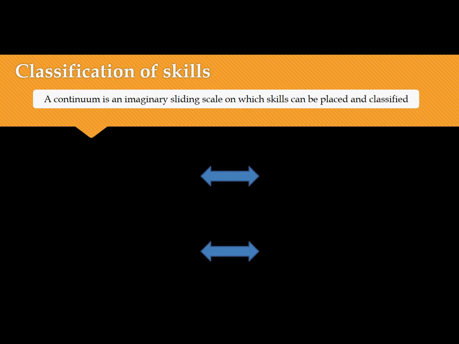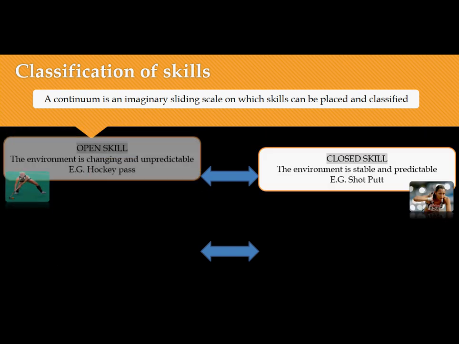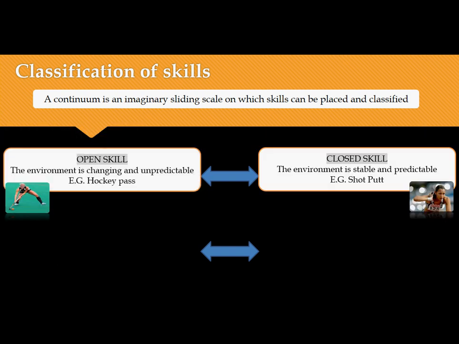And we can classify these skills on what is known as a continuum, which is an imaginary sliding scale where we can place the skills. The first continuum we're going to look at is the open to closed continuum. An open skill, such as a hockey pass, is where the environment is changing. So what is around you that is changing is unpredictable. And it's unpredictable because we've got teammates that we don't know what they're going to do, and we've also got opposition and we're not sure where they're going to be. Whereas a closed skill such as a shot put, the environment is stable all the time and predictable, and we can practice it over and over again in the same way.